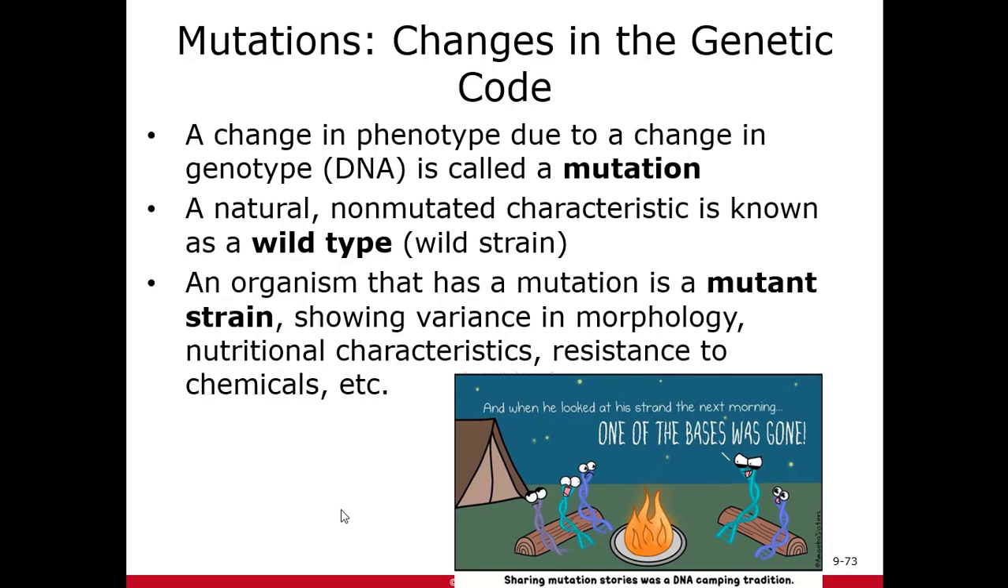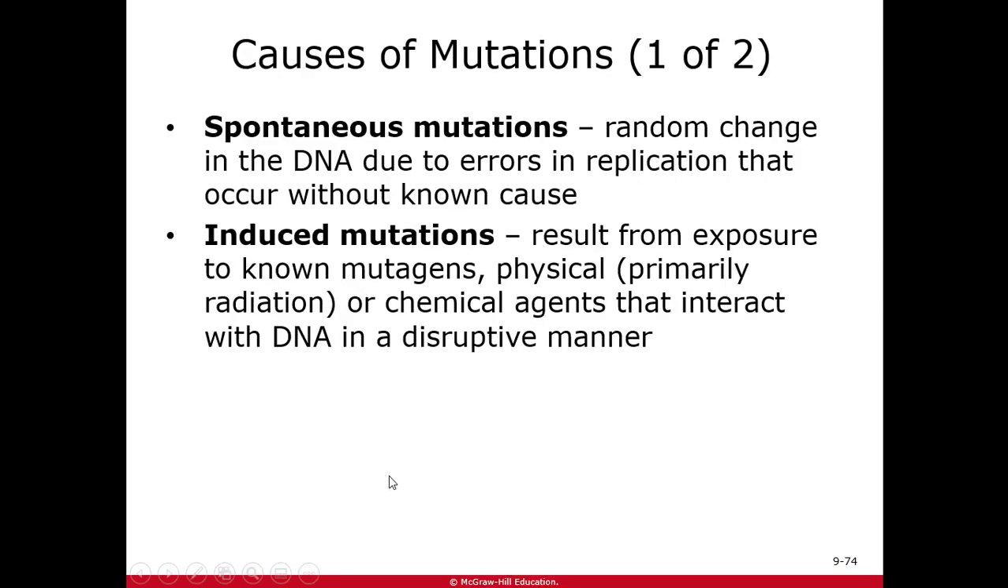Now, there's reasons why mutations can happen. Spontaneous mutation means some type of change in the DNA, usually because of a replication error. When they were making new DNA, if it was supposed to bring in a T, it accidentally brought in a G or a C. And it happens.